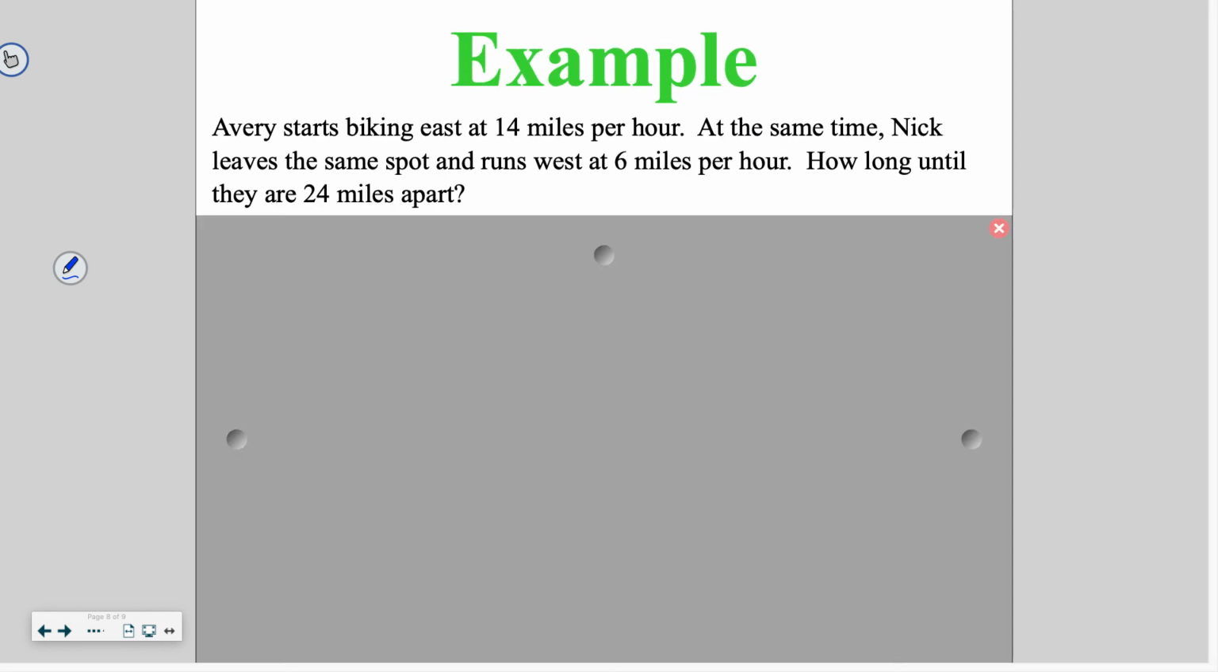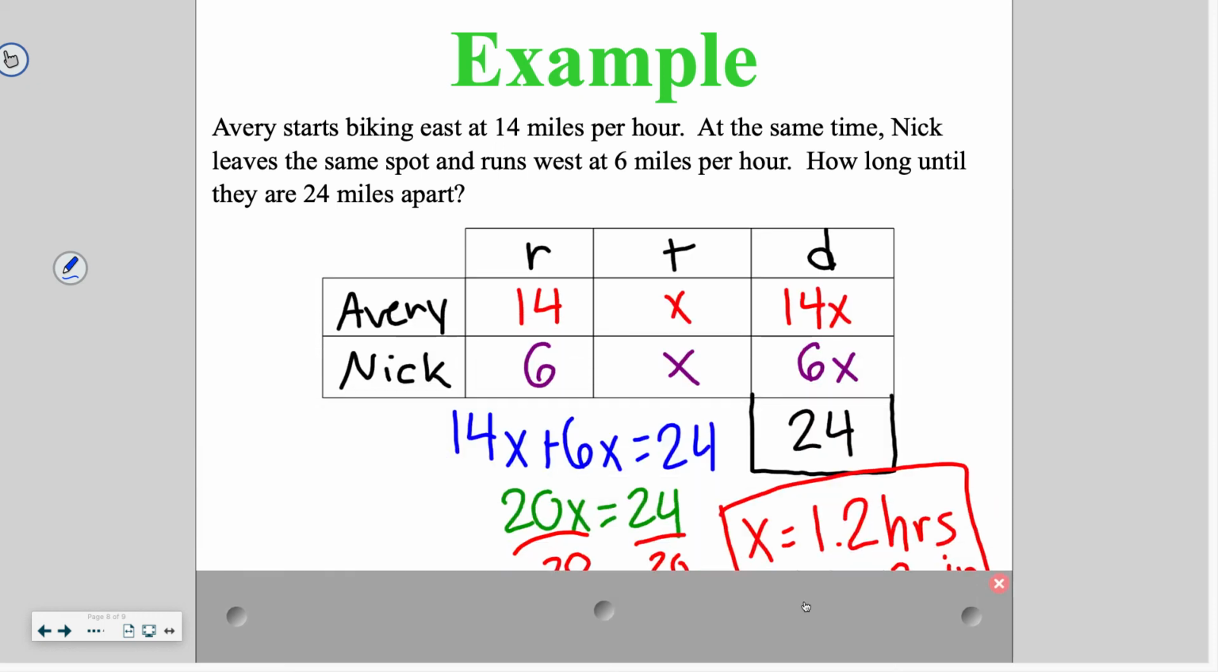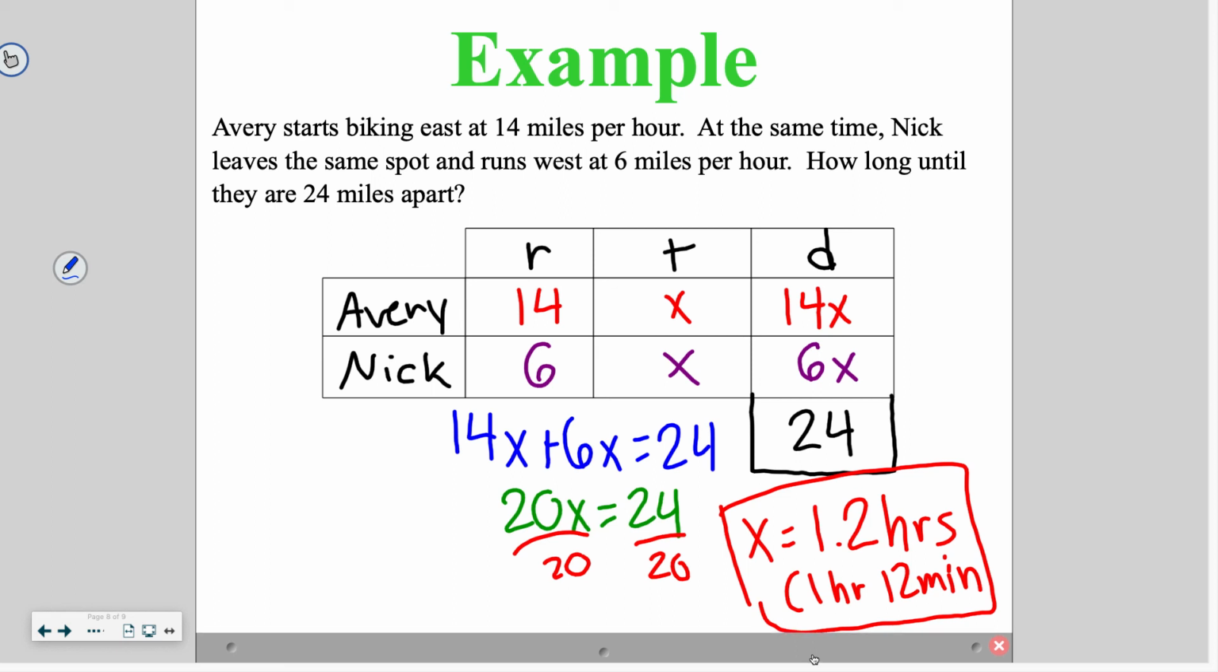Go ahead and try this one on your own. So setting up our table, you end up with 1.2 hours, or if you wanted to convert that, you could say 1 hour and 12 minutes.